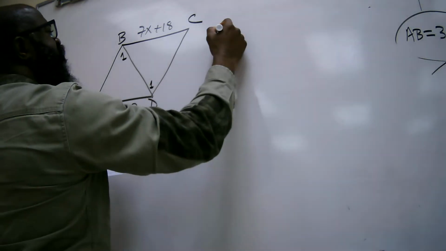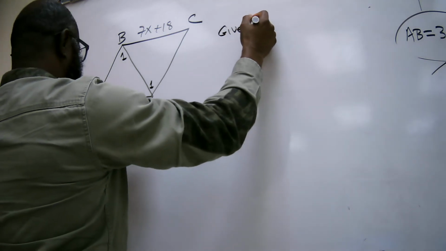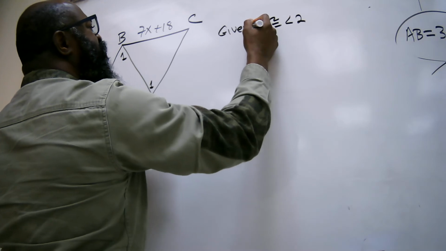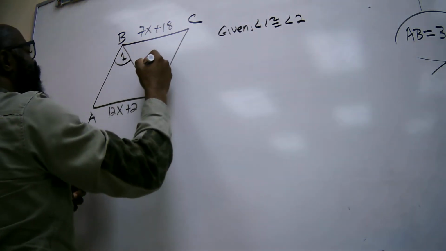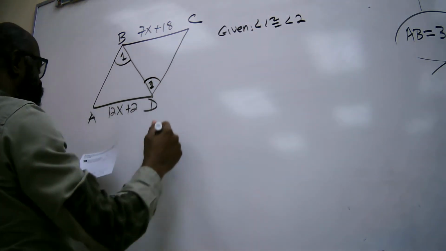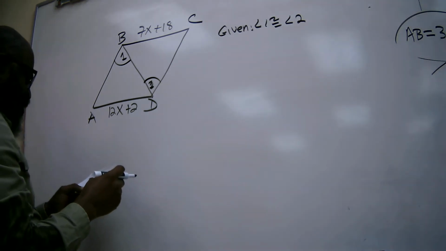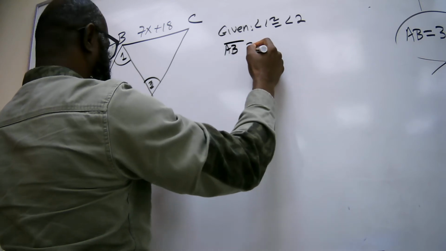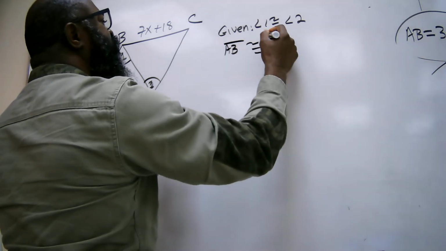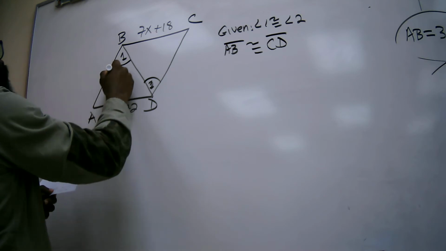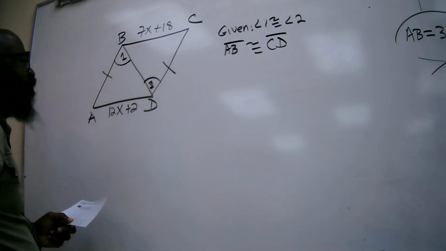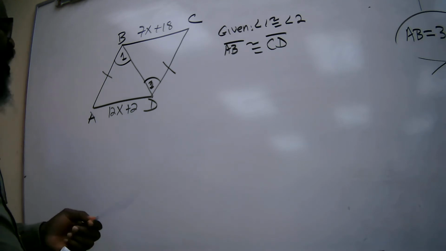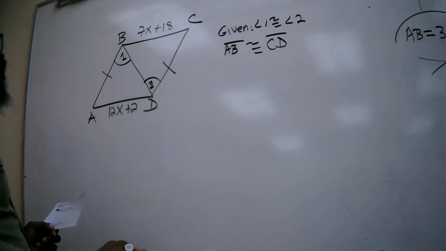All right, they give you that angle 1 is congruent to angle 2. That was a given. Angle 1 and angle 2 are congruent. They are also telling you AB is congruent to CD. Then you need to justify how you find x.